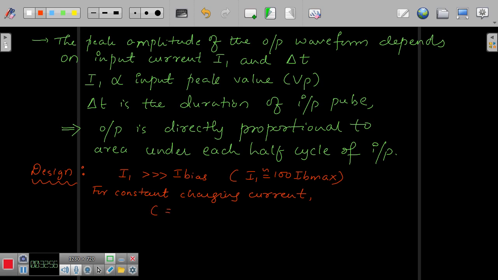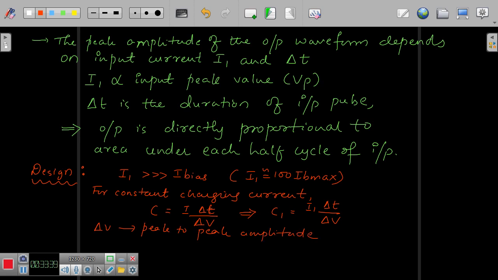your C is equal to I into delta T divided by delta V. This we have even seen in the case of the differentiator. Therefore your C1 is equal to I1 into delta T divided by delta V. I hope that you know what exactly we mean by delta T and delta V. We have already represented it in our waveforms there, right? So delta V is the peak to peak amplitude.